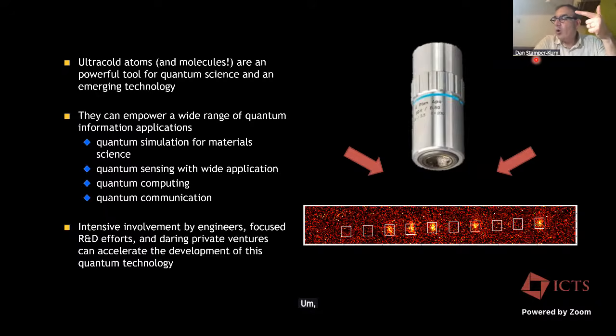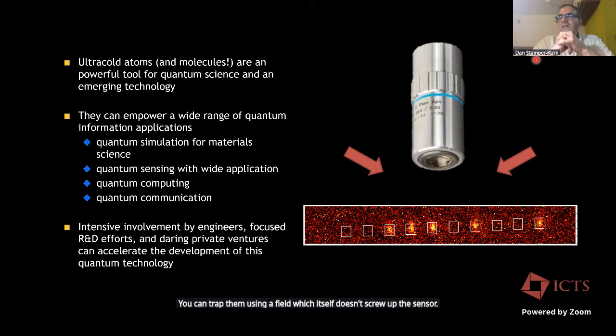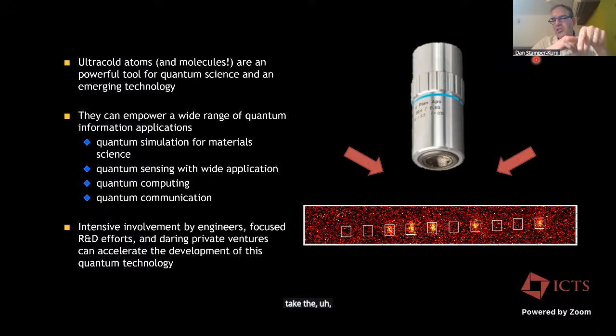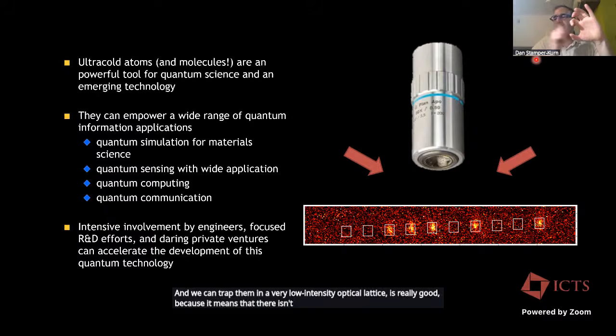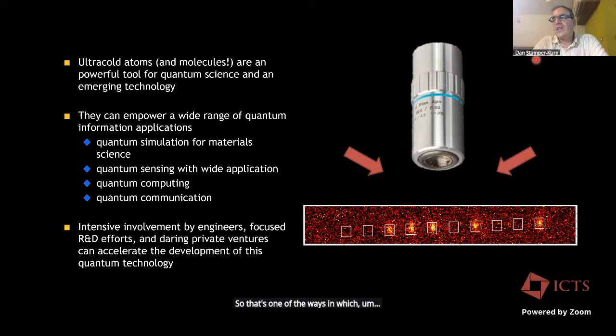They're very cold, and that means that you can trap them using a field which itself doesn't screw up the sensor. So the fact that we can take the atoms in Shimon Kolkowitz's optical clock and trap them in a very low intensity optical lattice is really good, because it means that there isn't a disruption of these optical clocks by the light that's just holding on to the atoms at those different locations. So that's one of the ways in which we gain.